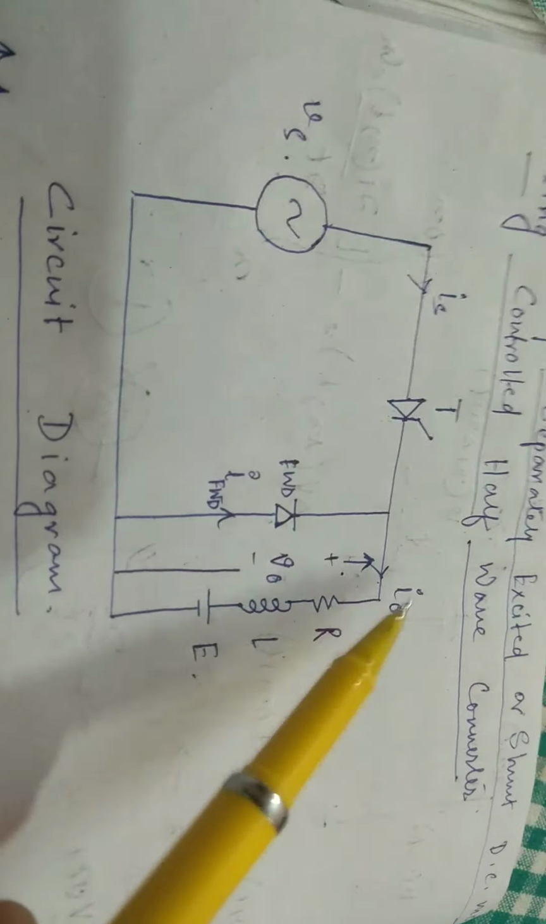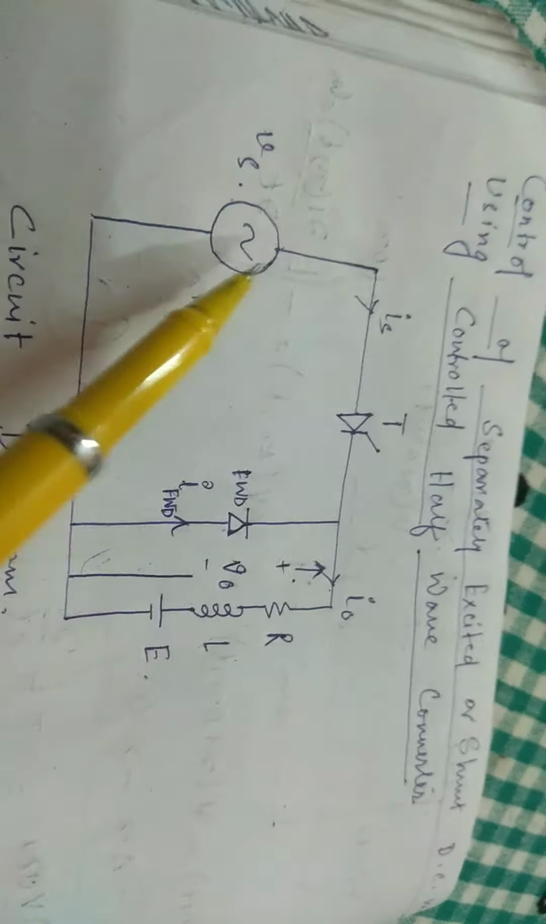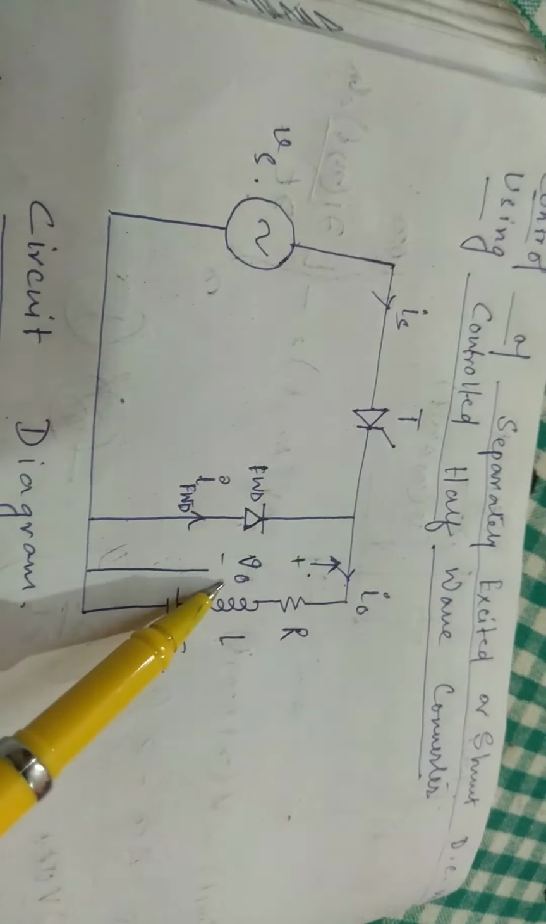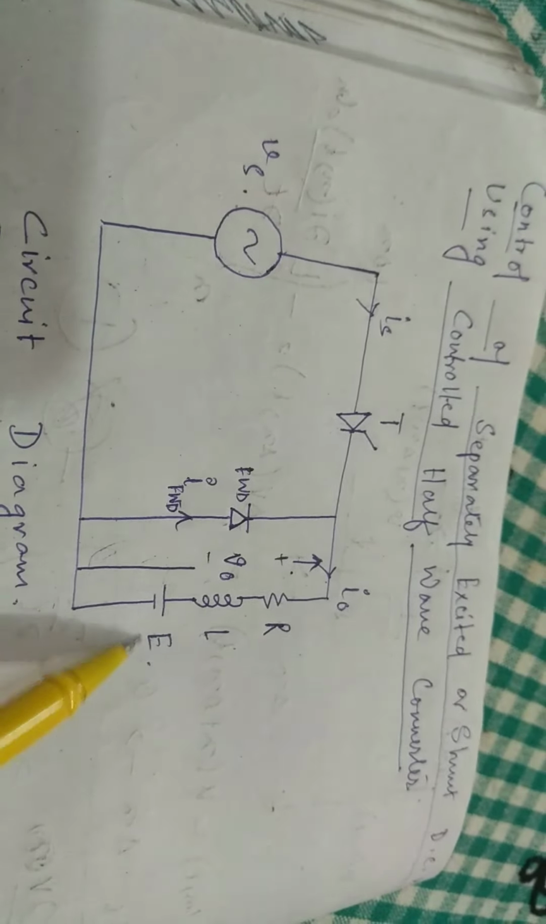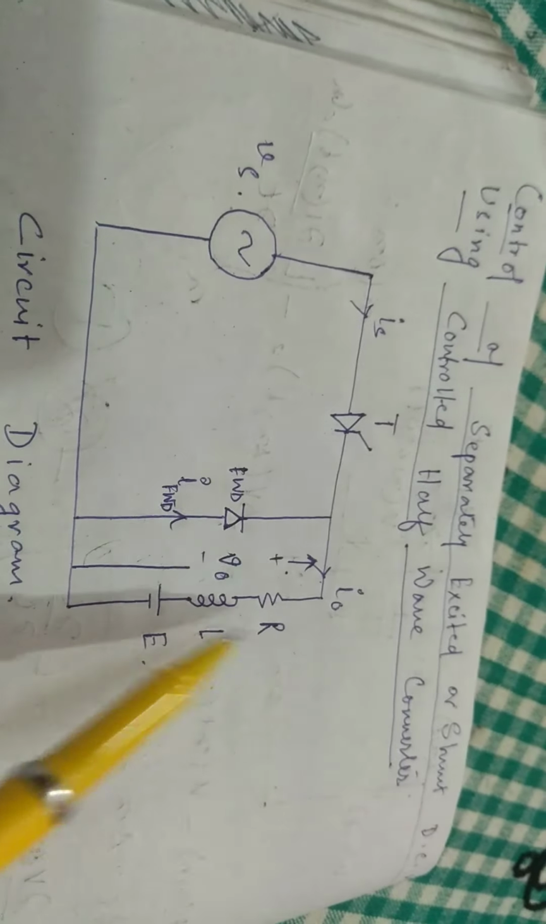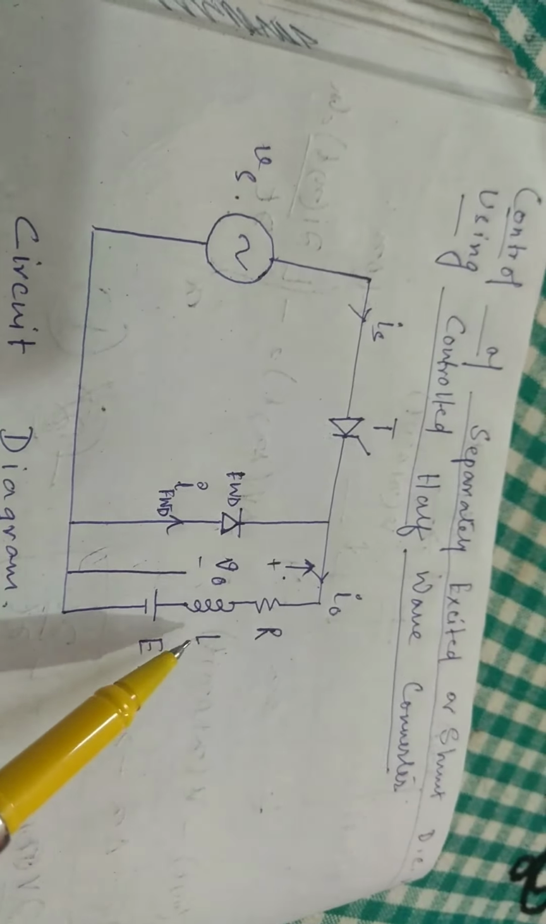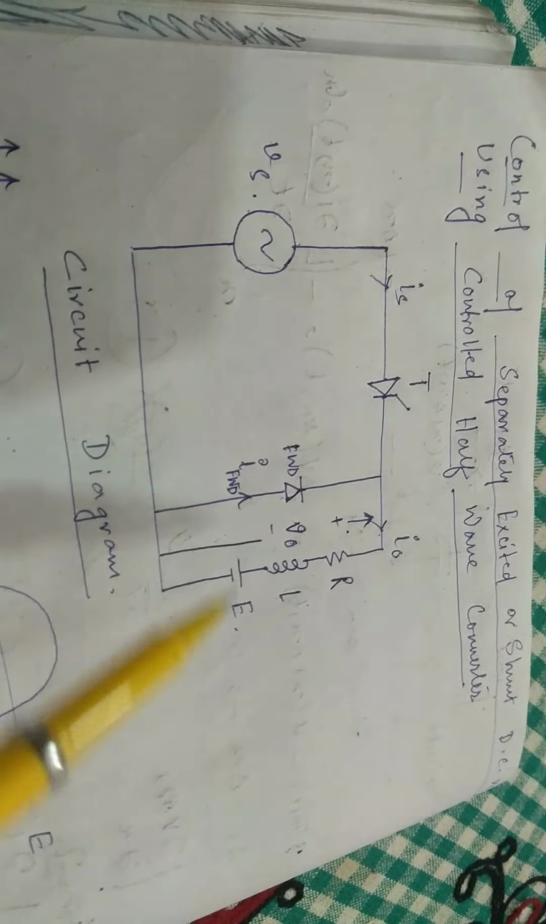And this is my output current, this is my supply current, this is my supply voltage, and this is my output voltage. Right. And this E here represents the back EMF developed in the machine, and this R and L are the resistance and the inductance of the motor windings. So this is the circuit diagram as I have explained to you, and now let us come to the most important part, that is the waveforms.